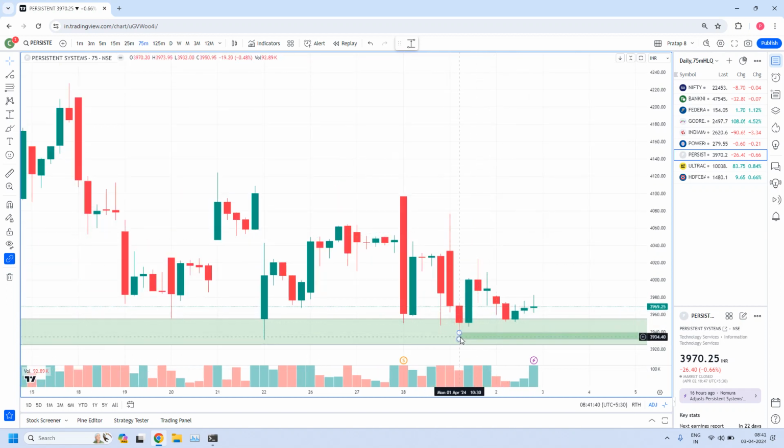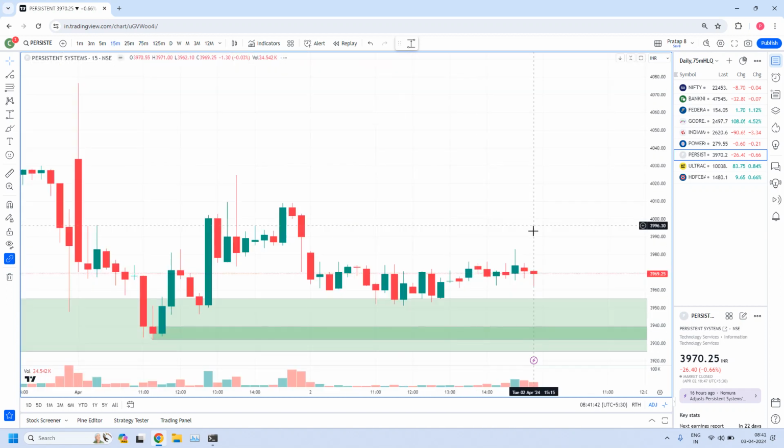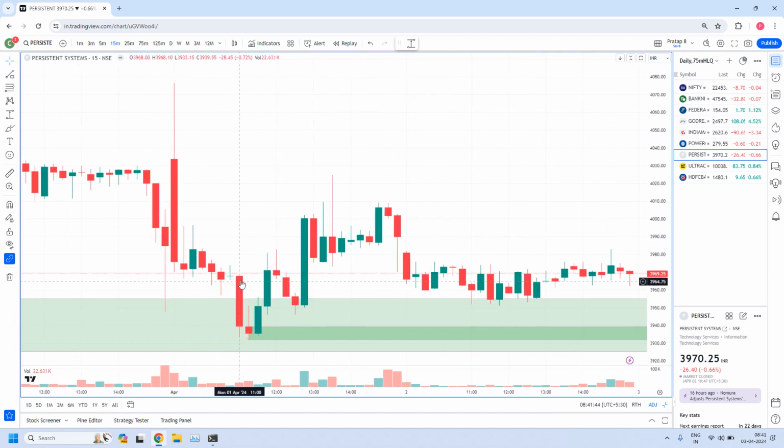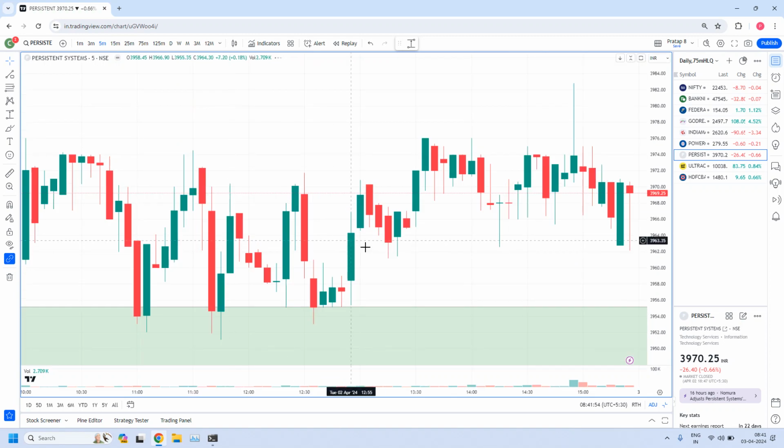But here what I identified, a 15-minute zone I identified here. See, excellent zone. Drop, base, rally. This is created by the institutions, newly created. But why did I not fine tune this zone? Look into the 5 minutes, you will understand.